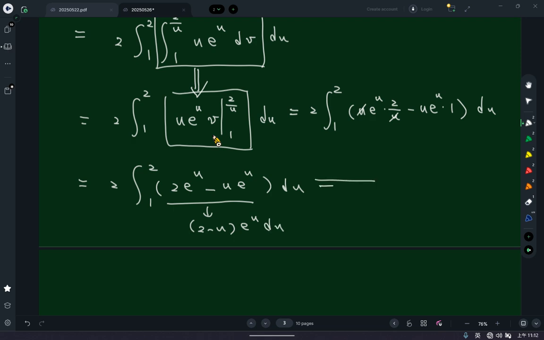For this part, I will skip it, but you can try to use integration by parts. Do you still remember integration by parts? You should assign this here as u and this as dv. If you forgot, go back to chapter 8, where we learned integration by parts. So finally, through some calculation, you can get the result, which is 2e times (e minus 2).